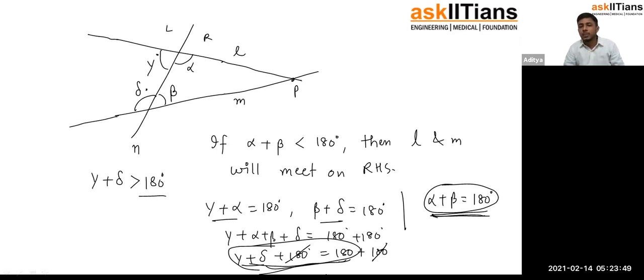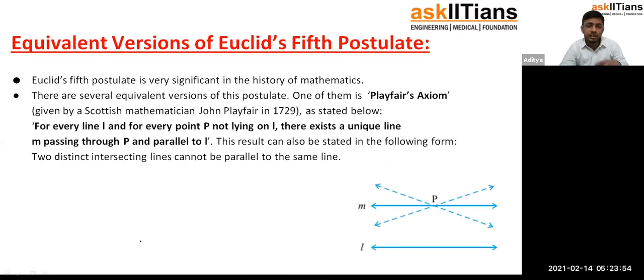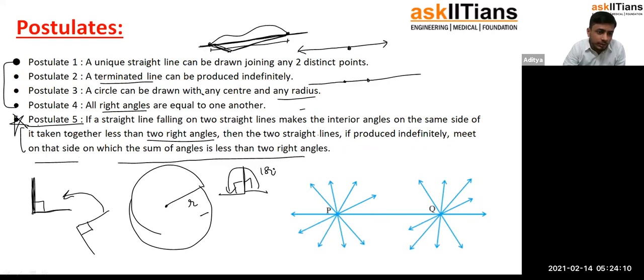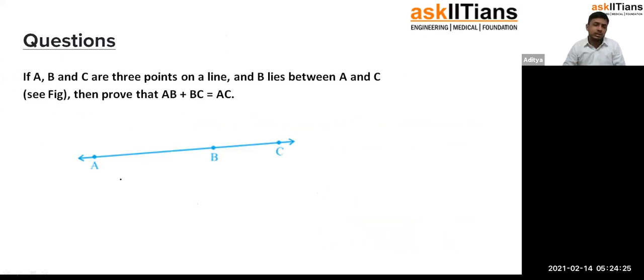Hence they will be parallel lines. So this way we see an equivalent version of Euclid's fifth postulate, which talks about parallel lines, and hence the fifth postulate of Euclid is also sometimes referred to as the parallel postulate. Okay, fine. Now let us see a very easy question.